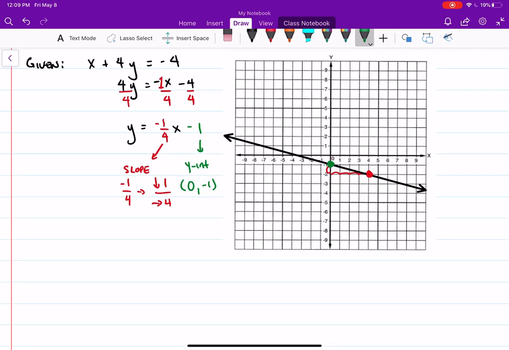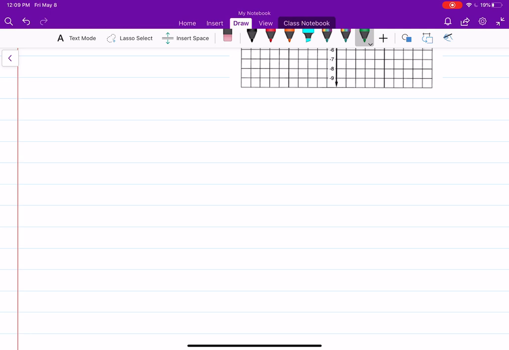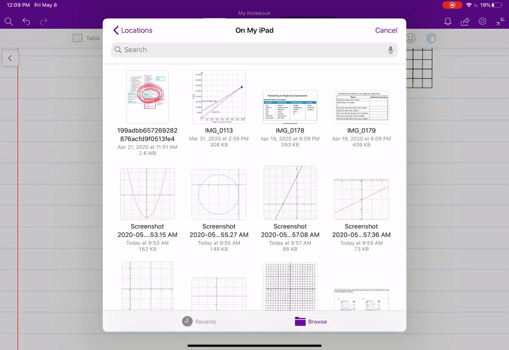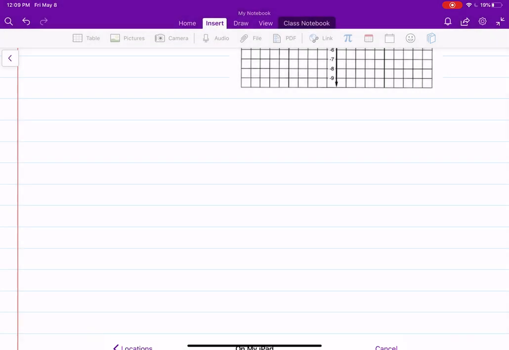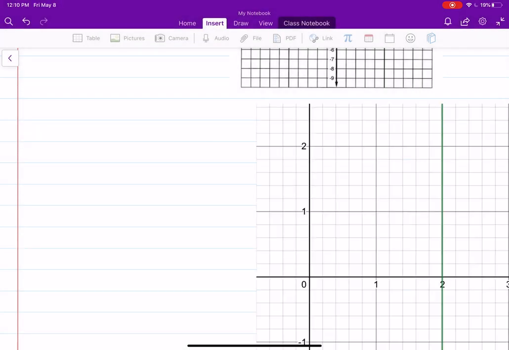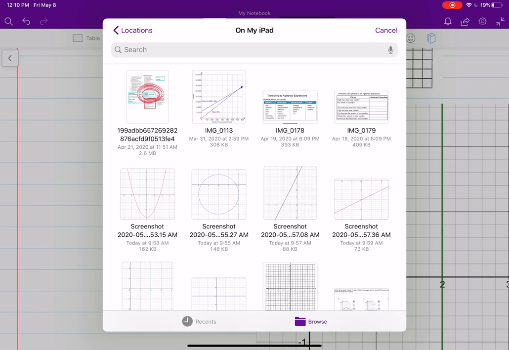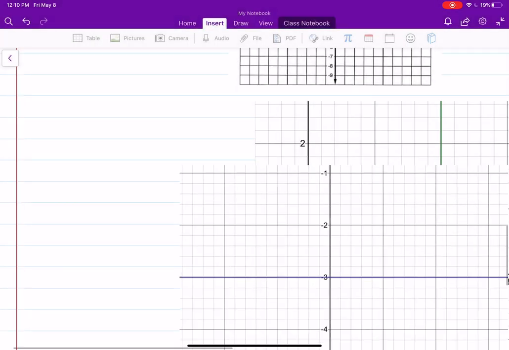I'll keep on going. So let's talk about vertical and horizontal lines, because if we have a line, it can only be diagonal, horizontal, or vertical. Those are only 3 possibilities that we have. So how do I graph if it was just a horizontal or vertical line? Okay, so let me insert in here a vertical line as well as a horizontal line, okay?